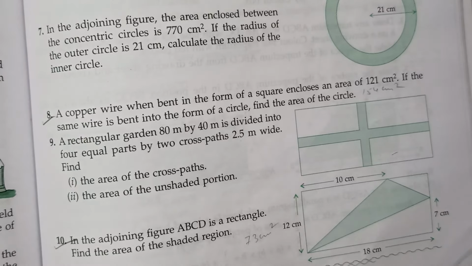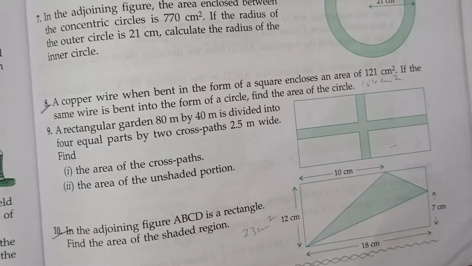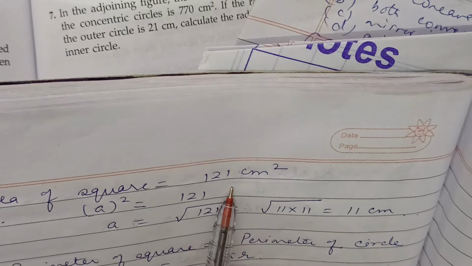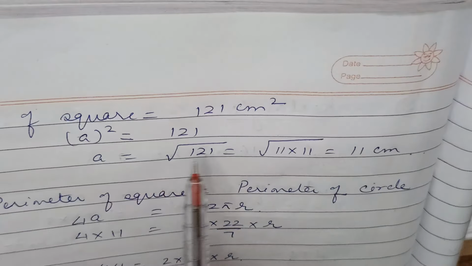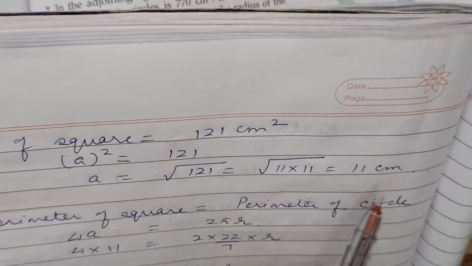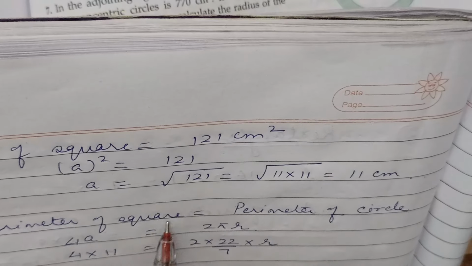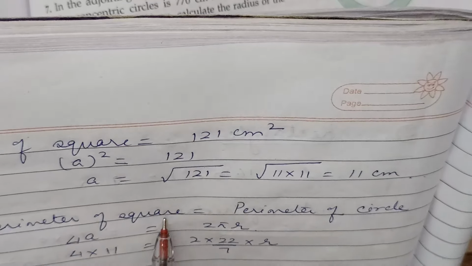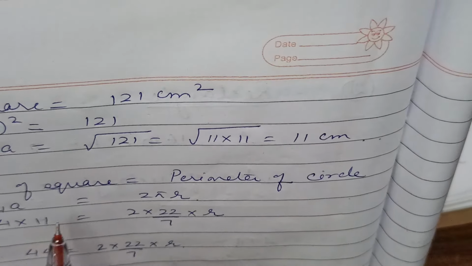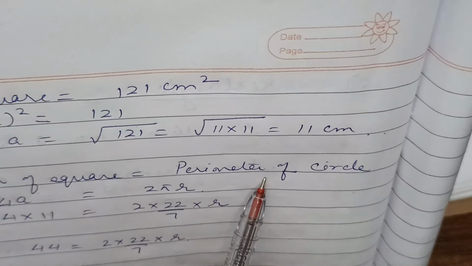Okay, so let us see. Area of square is 121 centimeter square. It is given in the question. So A square is 121, or A is equal to 11 centimeter. So one side of the square is 11 centimeter. So what is the total length of the wire? That will be equal to the perimeter of the square. That is 44 centimeter, isn't it? Now this perimeter of square will be equal to the perimeter of circle.